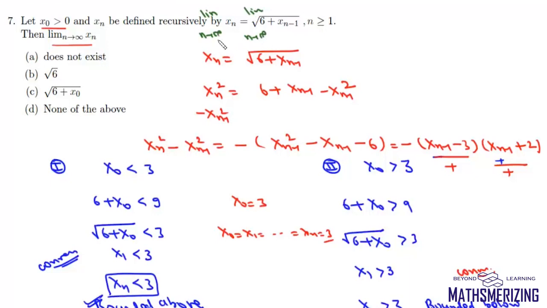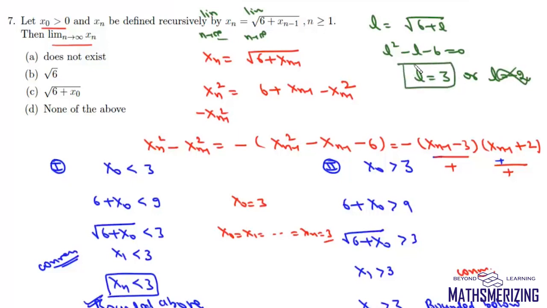Now suppose this limit is L. So we can write L equals under root of 6 plus L, that is L² minus L minus 6 equals 0. That is, the value of L is either 3 or minus 2. Now since this sequence contains positive terms, its limit cannot be negative. So for the sequence, the value of this limit is simply 3. So the limit as n tends to infinity of xₙ will be 3, which is none of the above, option D.